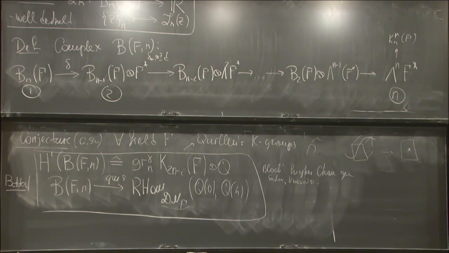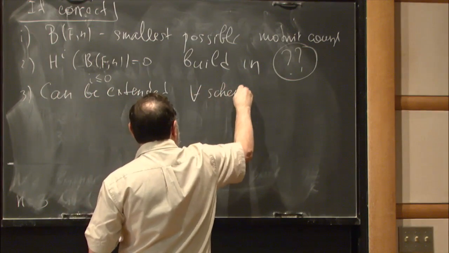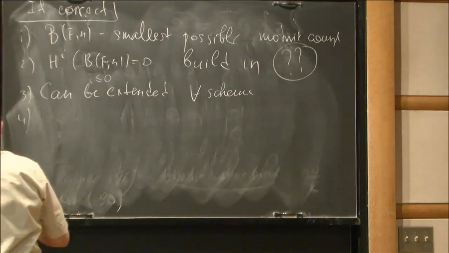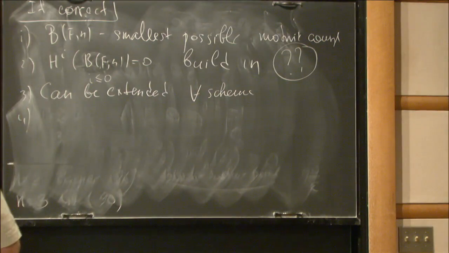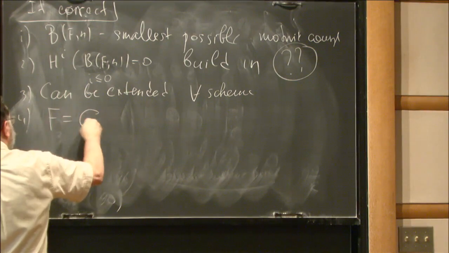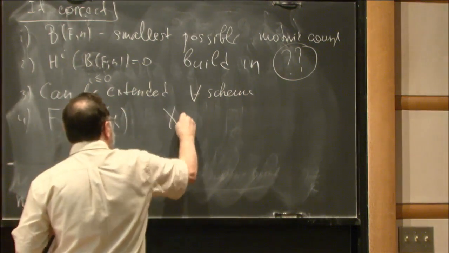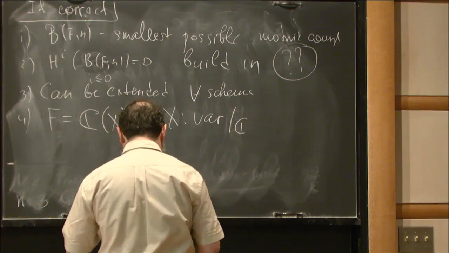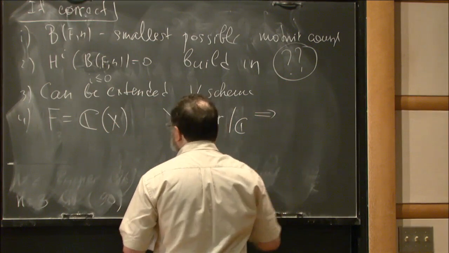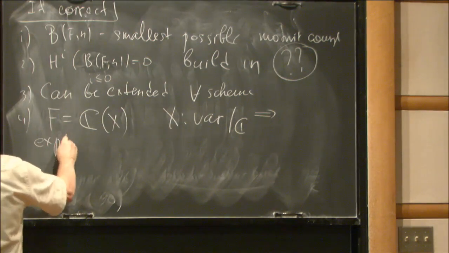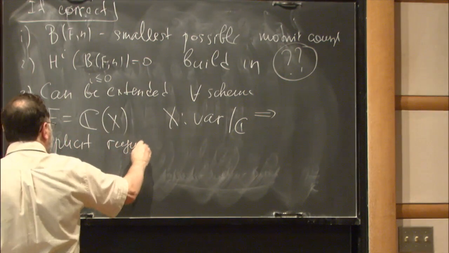So then the next thing about them is that these complexes can be extended to any scheme. So if correct, then can be extended. I mean, the definition can be extended to any scheme. So you get motivic complexes for any scheme. And what's important is that if you do this in the case when your field F is just the field of rational functions on a variety, so X is a variety over C, then you get an explicit regulator map.